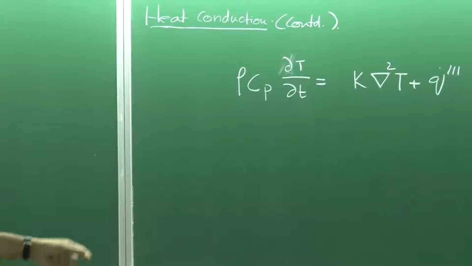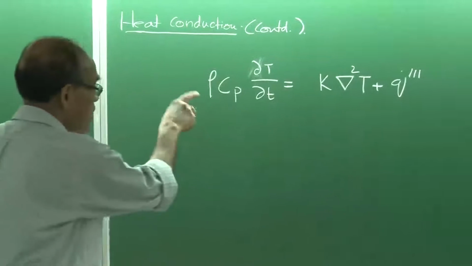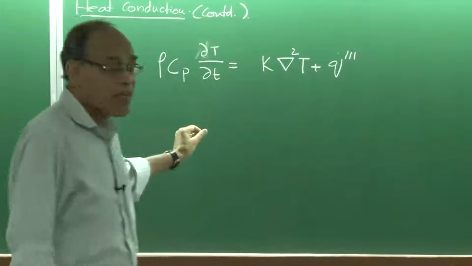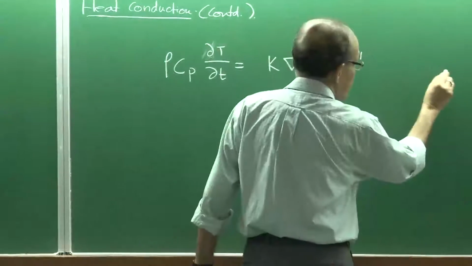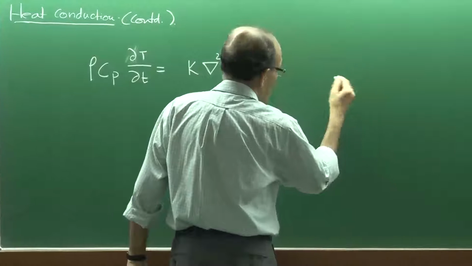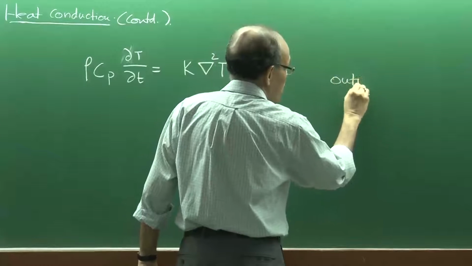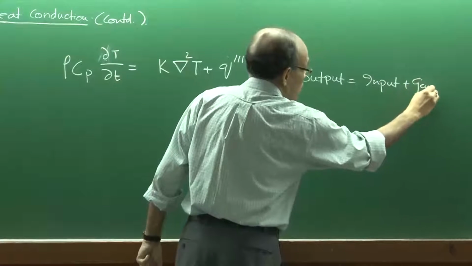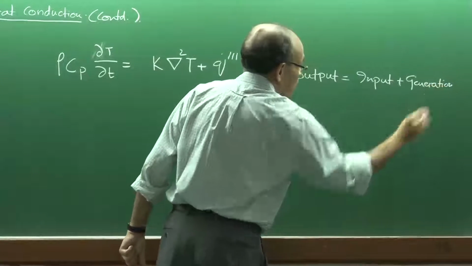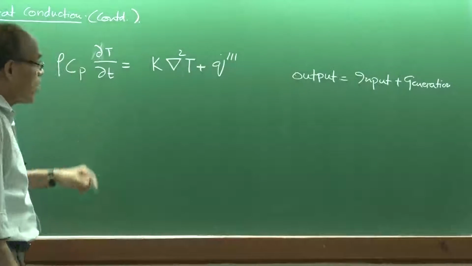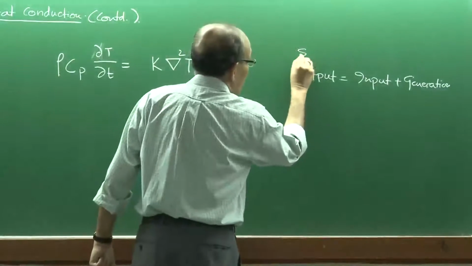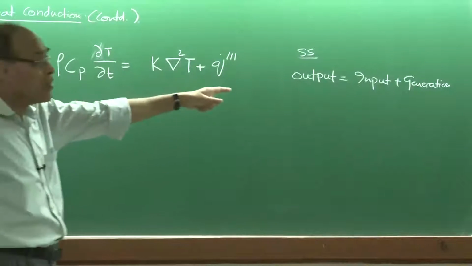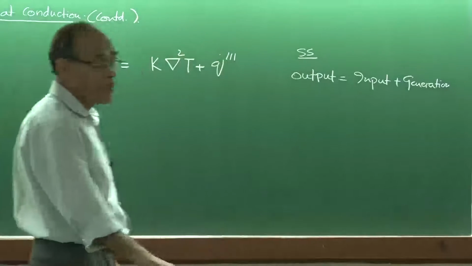As far as the derivation of this was concerned, I had written some statements and I talked about linearization, but you must remember the statement in words: rate of output is equal to input plus generation. This is the basics of the energy balance, and this statement is valid when you have a steady state operation. That means the rate at which heat is output from the volume element is equal to the rate at which heat is input plus the rate at which heat is being generated within the control volume.